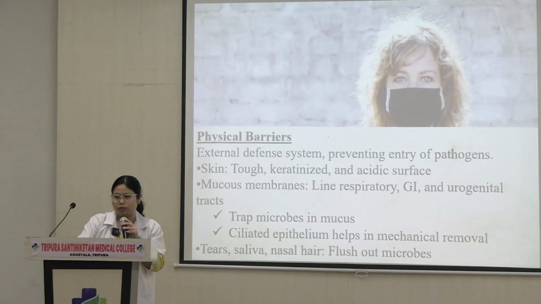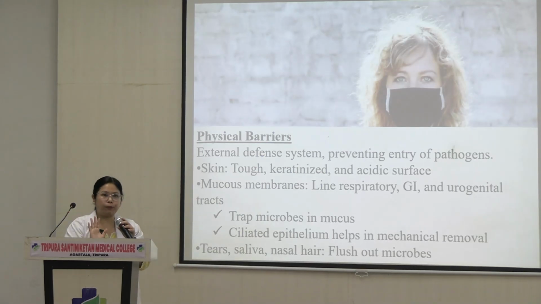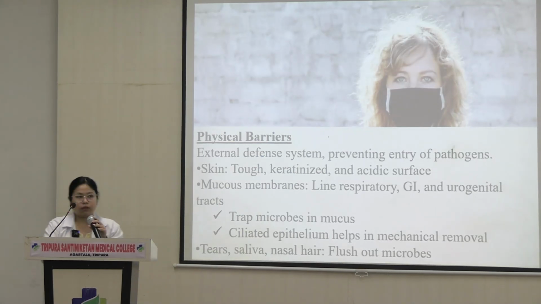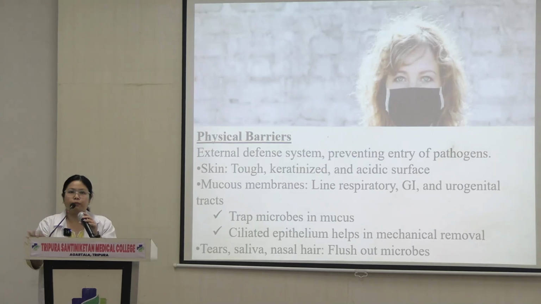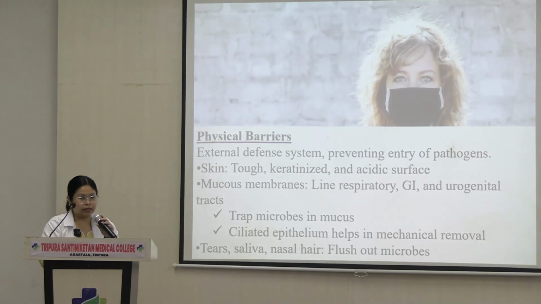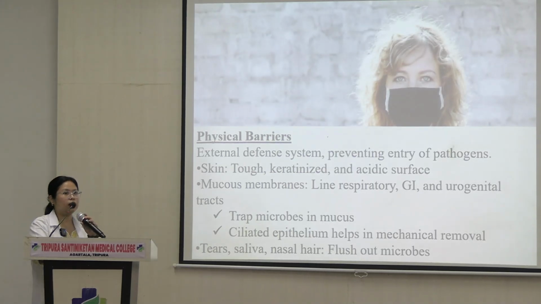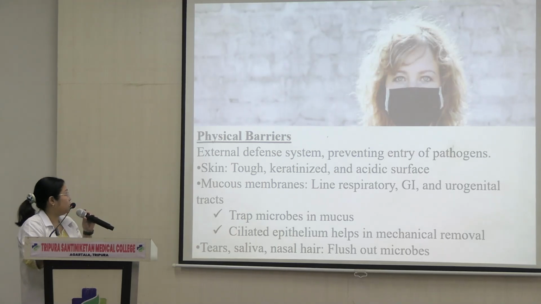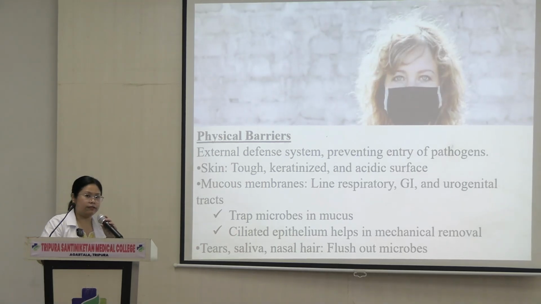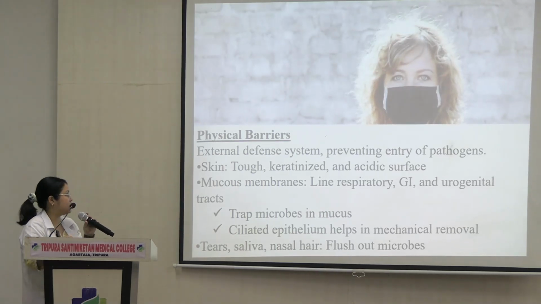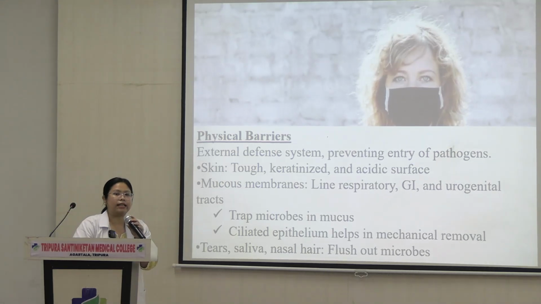This barrier system will physically stop pollutants, dust, viruses and whatever from entering into the body. That's why they are the BSF of the body. So the skin is tough, it is keratinized, and has a slightly acidic surface.